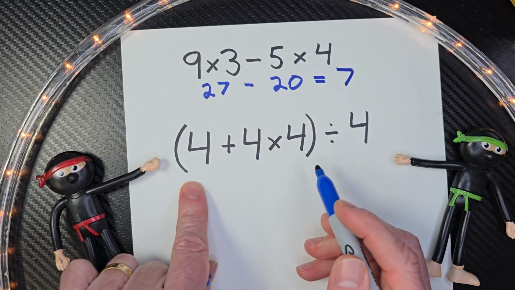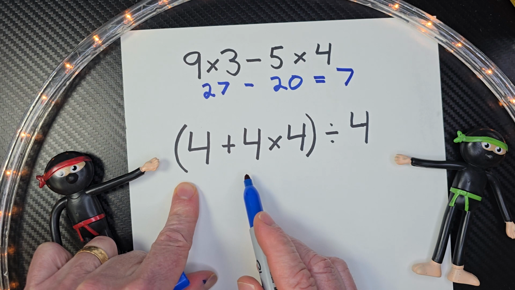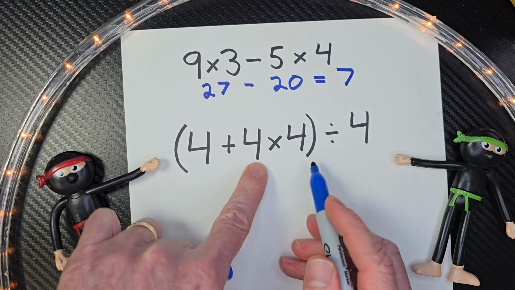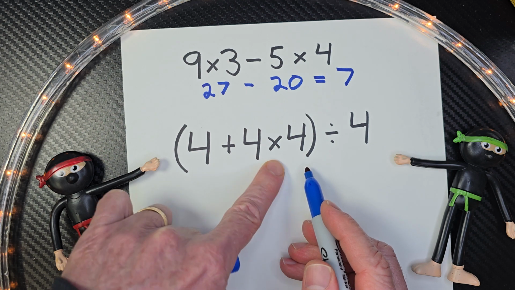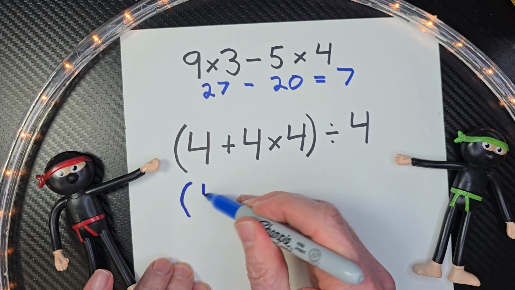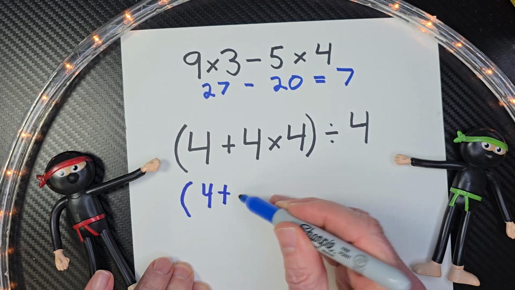All right, let's go on to the next problem here. Again, we do what's inside parentheses first. Inside the parentheses, I notice multiplication, which we need to do first. So I'm going to go ahead and put the parentheses here: 4 plus 4 times 4, 16.